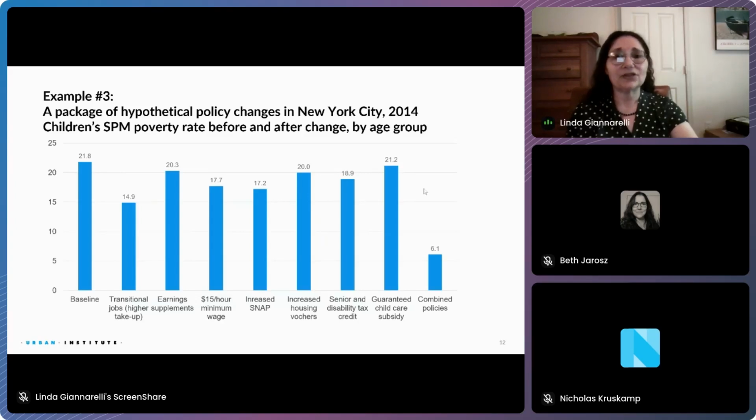A key message here, which we've seen in multiple analyses, is that there are different reasons for families to have below poverty resources: low wages, not working, having adults who are not able to work due to age or disability. And it takes combining policies hitting different reasons to substantially reduce child poverty.